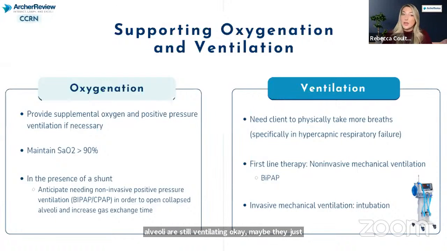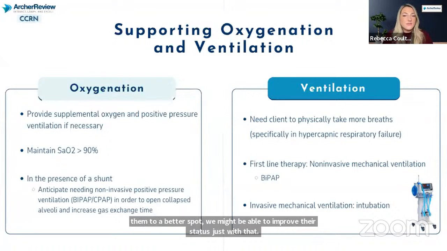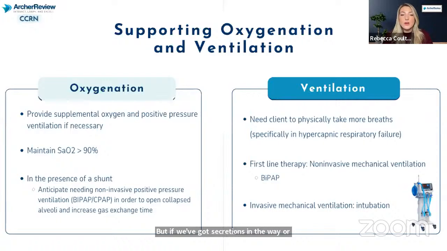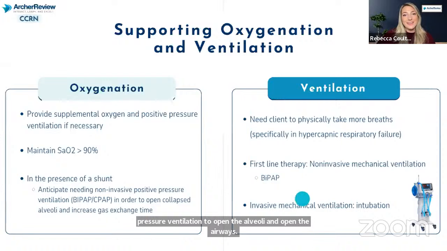So if we can put a nasal cannula on or a non-rebreather temporarily to help get them to a better spot, we might be able to improve their status just with that. But if we've got secretions in the way or severe alveolar collapse, we're going to need positive pressure ventilation to open the alveoli and open the airways. So that's when we'll talk about ventilation here.